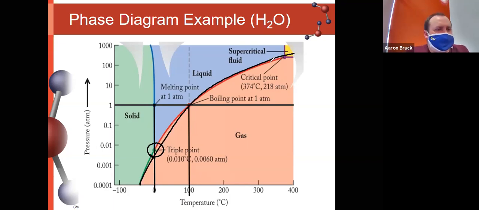Why the differences? Why is carbon dioxide so different in terms of its critical point, in terms of its phase diagram compared to water?